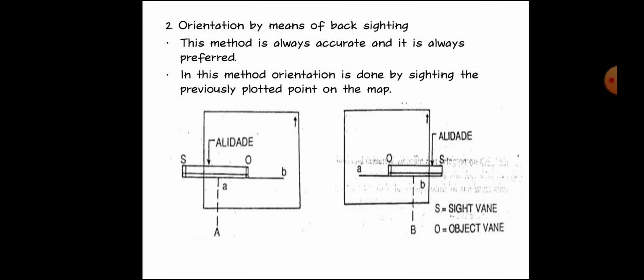Second is orientation by means of backsighting. This method is always accurate and it is always preferred. In this method, orientation is done by sighting the previously plotted point on the map.